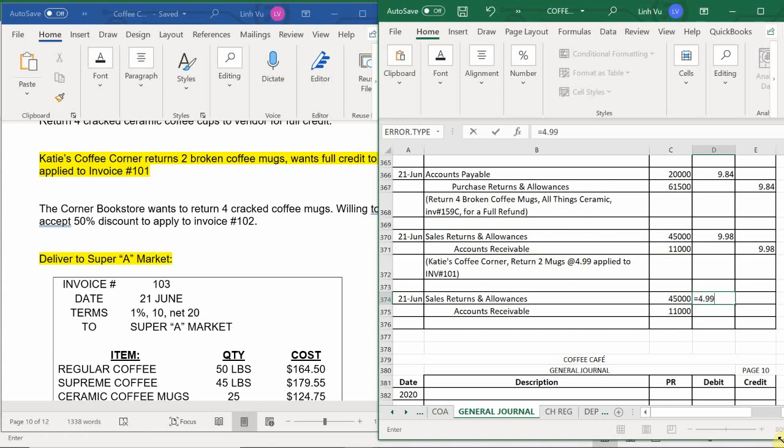So it costs $4.99 per mug. They're going to return 4 of them, but he's also getting a 50% discount. So how much is my total sales returns and allowances here? It is $9.98. Good.